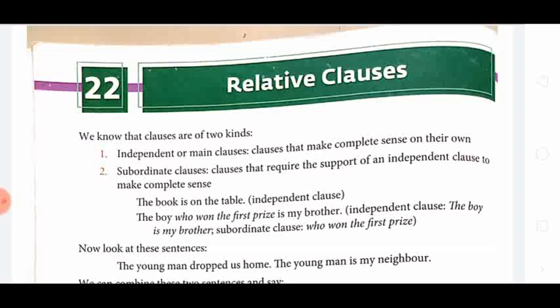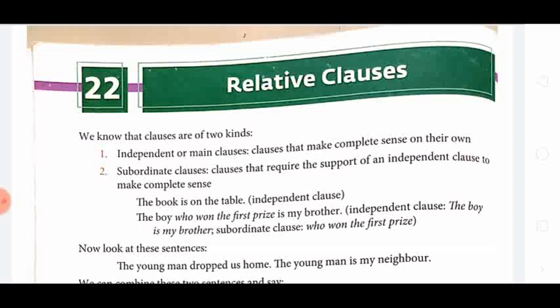We already know that there are two types of clauses. We have seen this in the chapters: independent or main clauses that make complete sense on their own, and subordinate clauses that require the support of an independent clause to make complete sense. The book is on the table. It is an example of an independent clause.